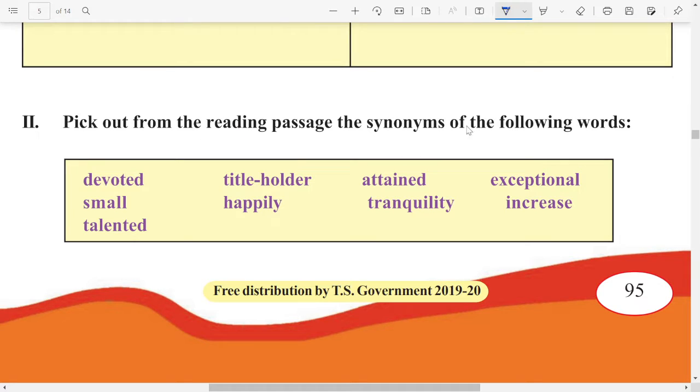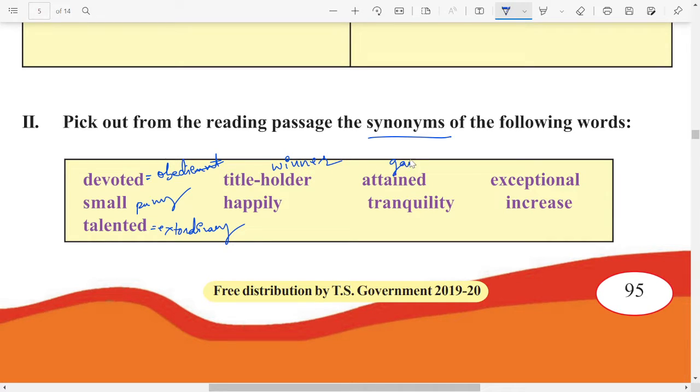Pick out from the reading passage the synonyms of the following words. You have to pick the synonyms of these words. Okay, what are the synonyms that we can get here? Devoted. What do you mean by devoted? Devoted in the sense the one who is highly respected, or we can say obedient. Okay, obedient. Next one, small is puny, which you have seen before. We need synonyms here. Next one, talented in the sense we can say extraordinary. And next one, title holder in the sense winner.